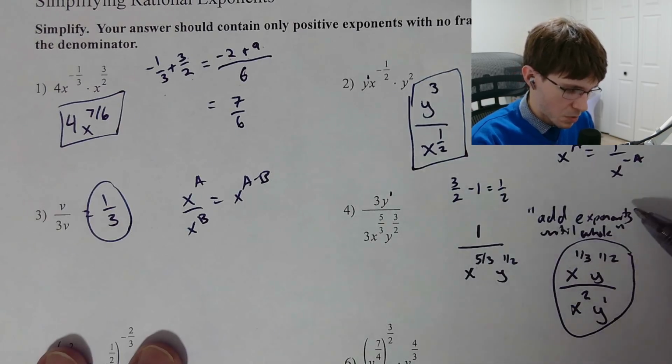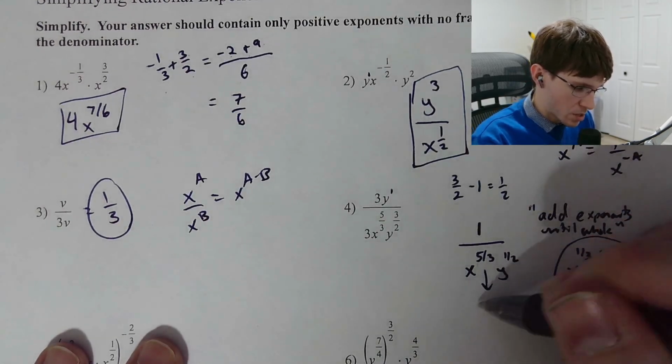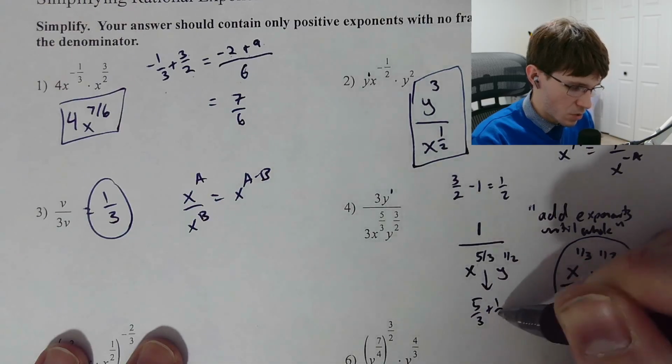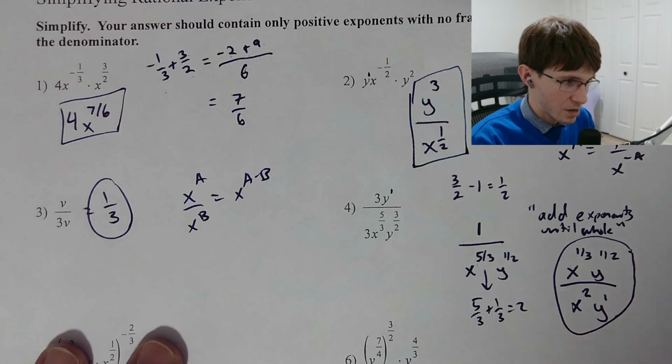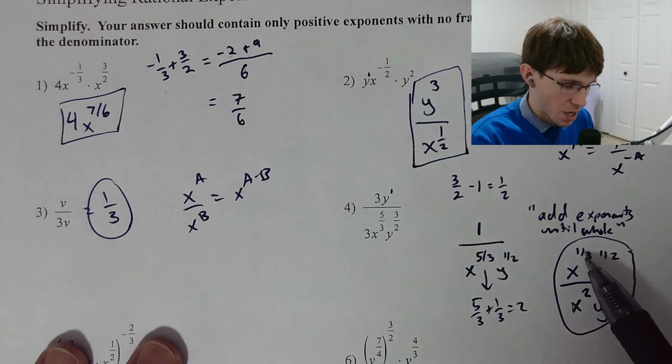After that, we are adding exponents until whole. So that 5 over 3, this one right here, you had to do 5 over 3 plus 1 over 3 to get 2. You have to add it until it gets you to a whole, and that's where that 2 comes from, and that 1/3 was added on top.